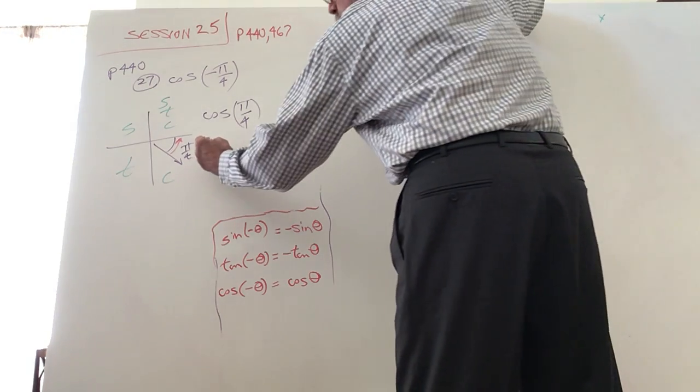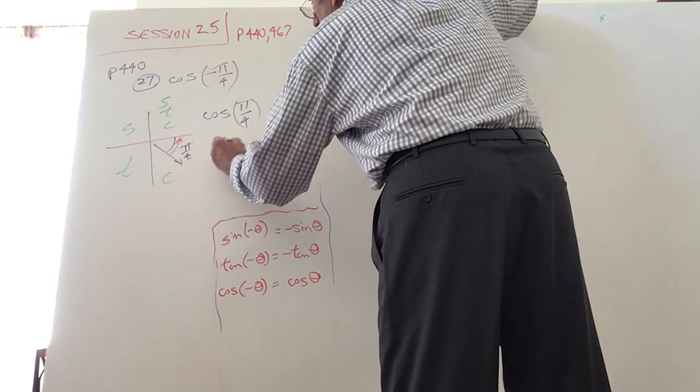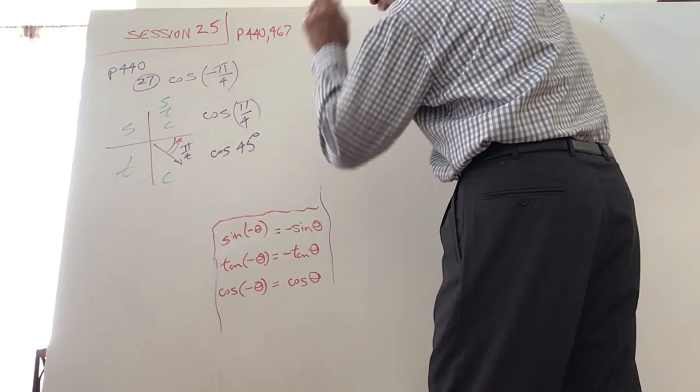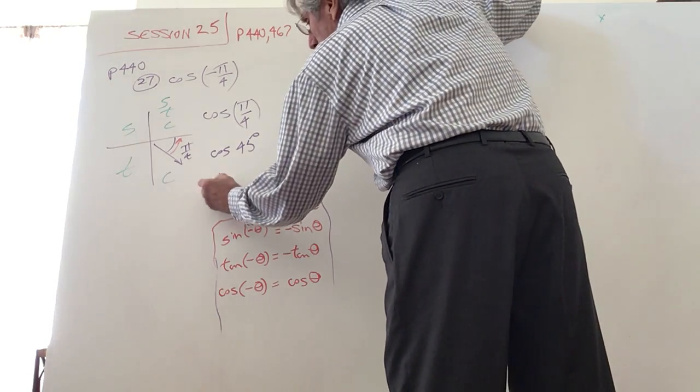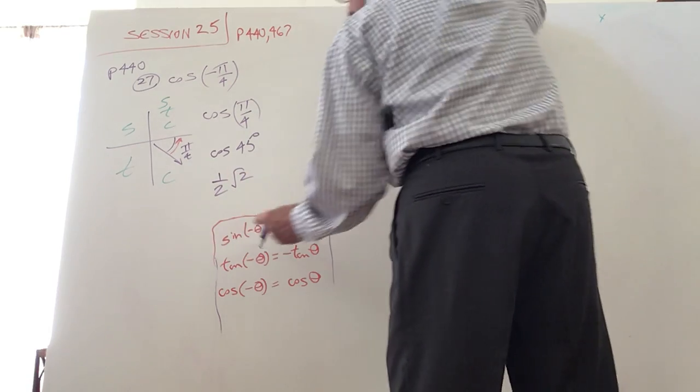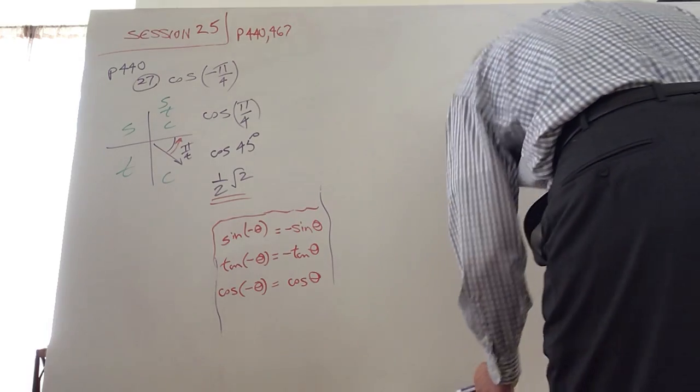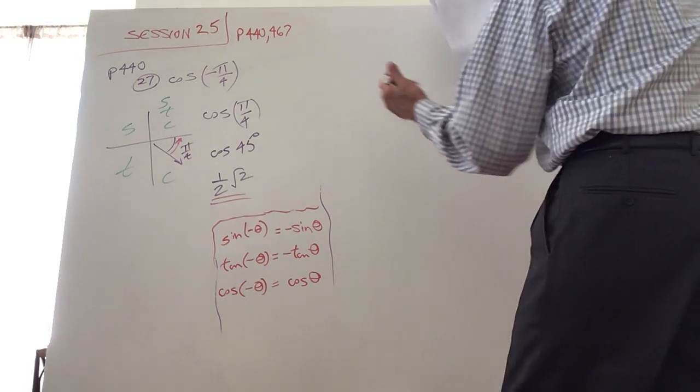The cos of pi over 4 is 45 degrees, I think. 45 degrees, you might check that. And that, if I'm not mistaken, again from your table there, I think is 1/2 radical 2. Okay. I want to check that to see if that's okay. And that's a nice quick answer for number 27 for us. And number 30.